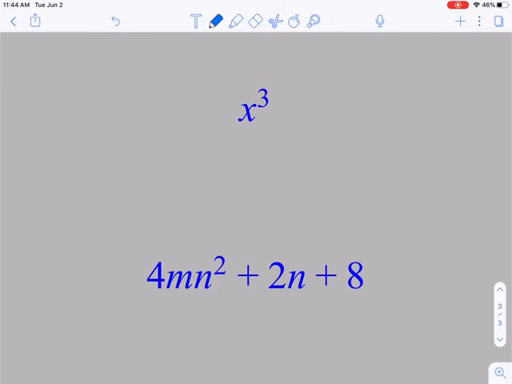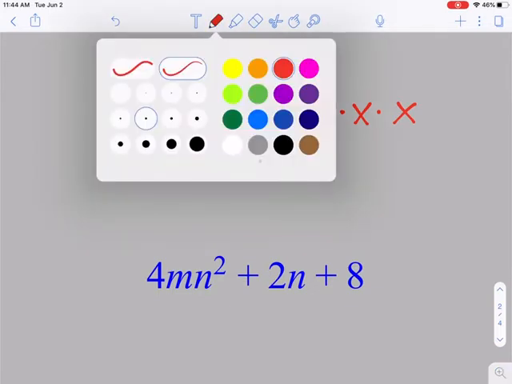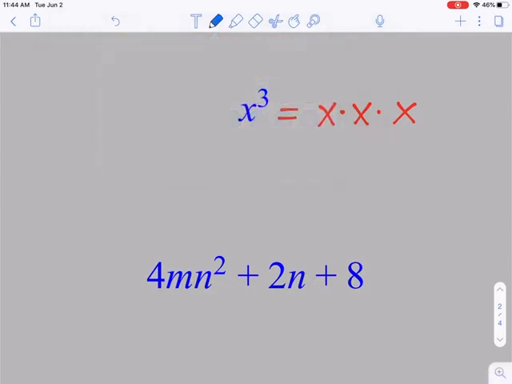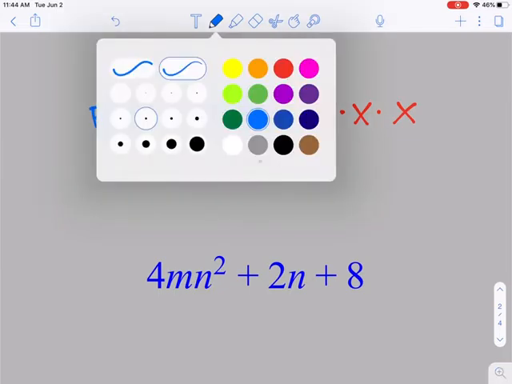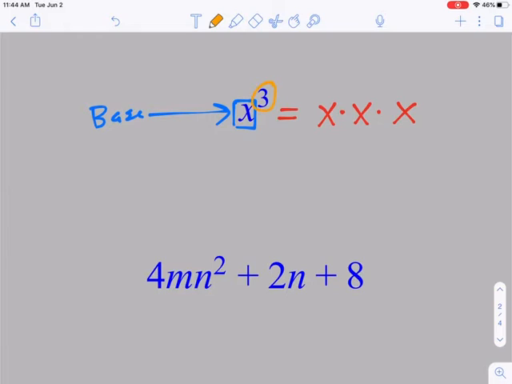So let's talk about this really quick. Let's talk about exponents. So we've got x to the third. If you don't remember, this is repeated multiplication. It's a shorthand way of saying I'm going to multiply x by itself 3 times. And when you have a term like this, it has parts that have names too. This part right here, the x, is called the base.